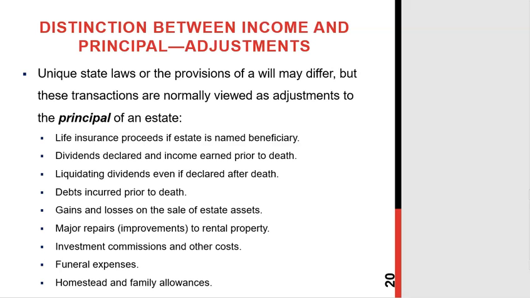Although there are different regulations in different states, or there might be different provisions of a will, there are some common items or transactions that can affect the principal of the estate. That means the principal of the estate can increase or decrease because of these transactions. For example, life insurance proceeds, dividends declared prior to the death or any other income earned prior to the death, liquidating dividends, debt incurred prior to the death, gains and losses on the sale of corporate securities or rental property, or major repairs or improvements to a rental property, investment commissions and other costs, funeral expenses, homestead and family allowances paid to a spouse or minor children or dependents. These transactions will affect the principal of the estate.